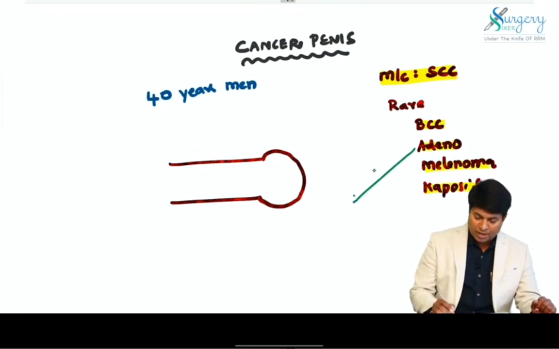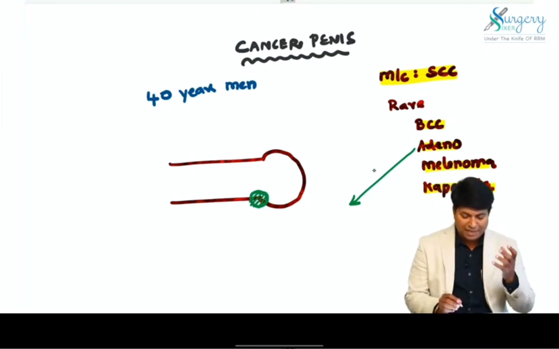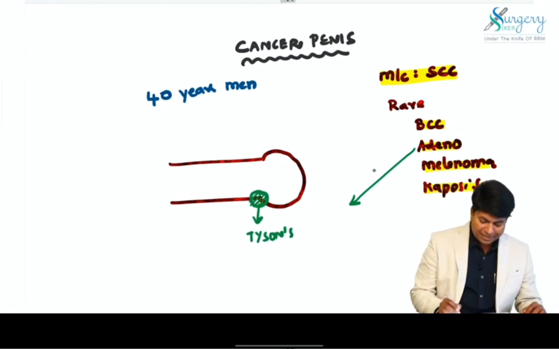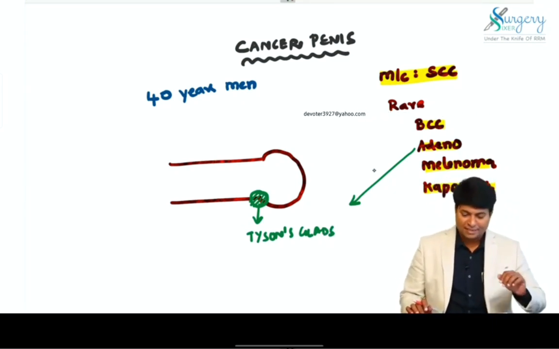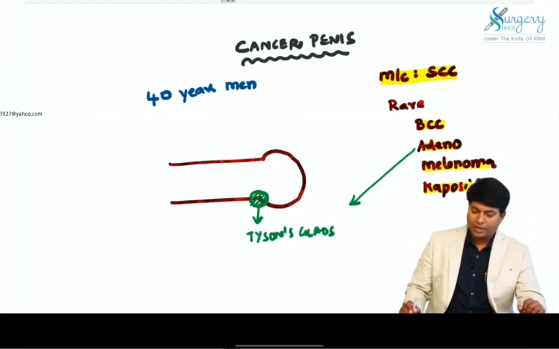But adenocarcinoma is one old MCQ. Where is adenocarcinoma seen? It arises from the undersurface of the glans penis, from the Tyson's glands. Though it is very rare, just for completion, it can arise from the Tyson's glands on the undersurface. Please don't forget these points. Now you must know the common sites of cancer penis.